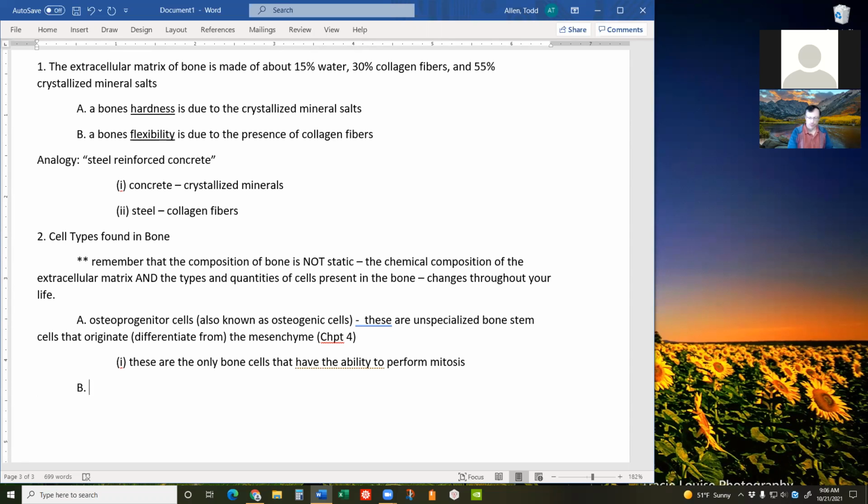Okay, next we have osteoblasts. Osteoblasts are sometimes known as bone building cells, if you will. They are really the first cell category that began a process known as bone deposition, which is laying down large quantities of extracellular matrix.